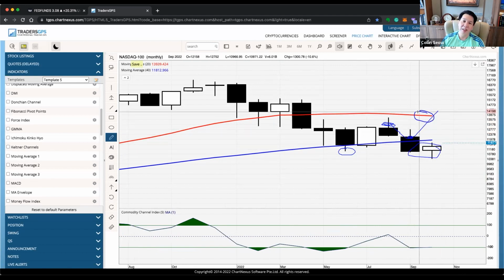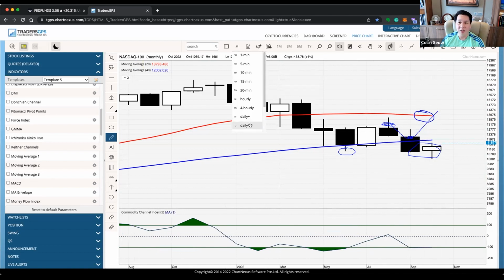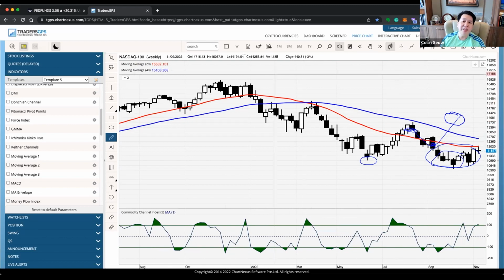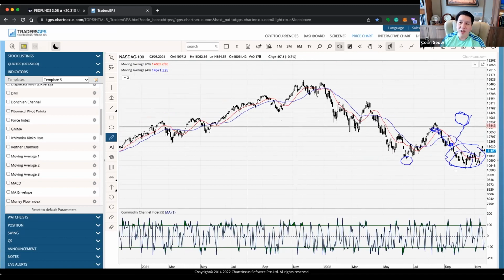It should land up here. Yes or no? That means on the weekly charts, it should not be over here. It should be over here for it to be an uptrend or long-term uptrend. Yes or no? So I see that there is some weakness in Nasdaq right now. Okay, there is some weakness in Nasdaq.